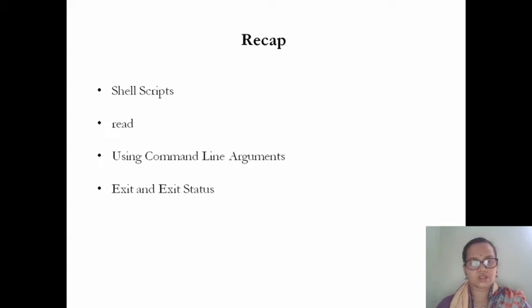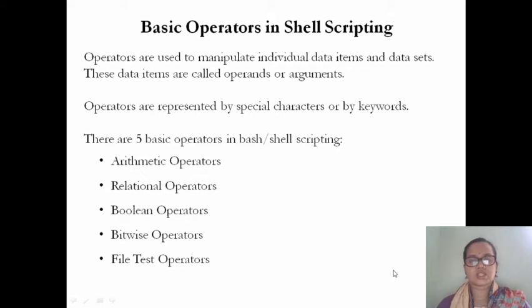We saw how to write shell scripts, how to execute them, and how to make our shell scripts interactive by taking user inputs. We also came across using command line arguments, like how we can give command line arguments on the command line interpreter. And we also learned how to use exit and its exit status in the previous session. Now moving on to today's session, that is basic operators in shell scripting.